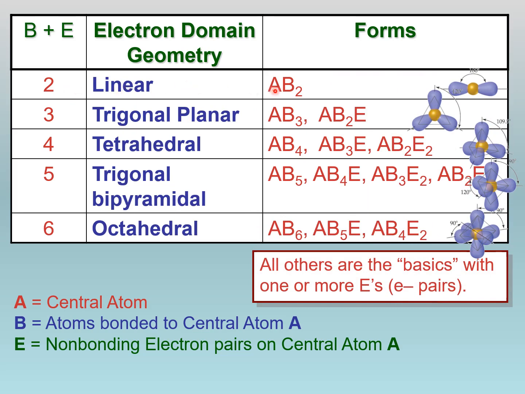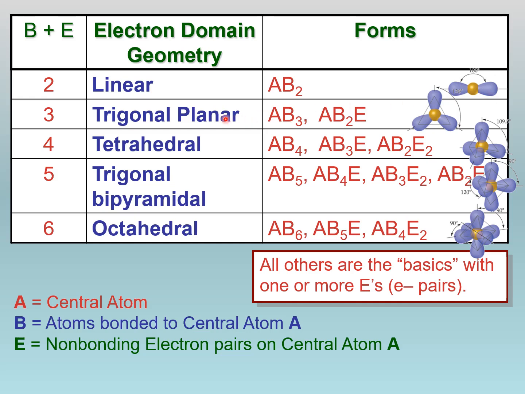So here's linear. Its general form is AB2. Remember, A is the central atom, B is the satellite atoms, and it's going to look something like this. The maximum angle, if it's linear, hopefully you guys are good at geometry, that's going to be 180 degrees. So linear geometries will always have 180-degree angles.